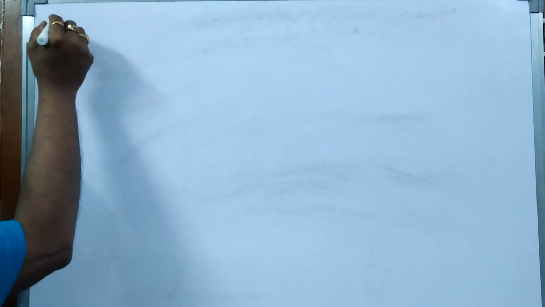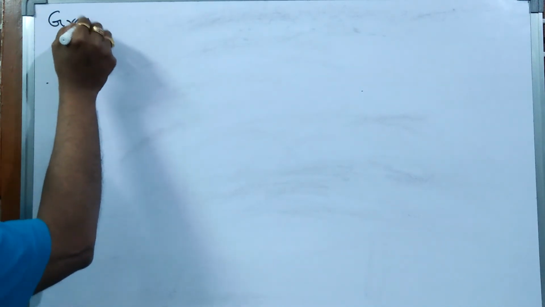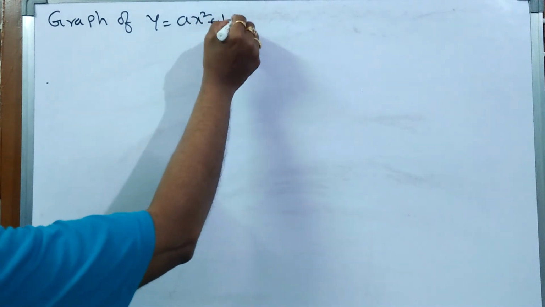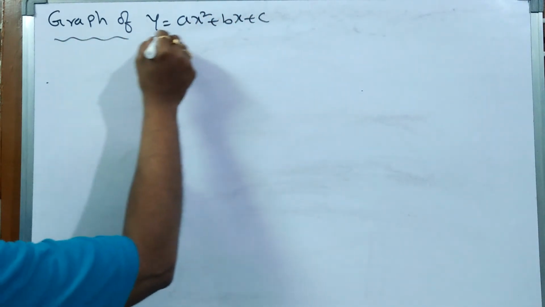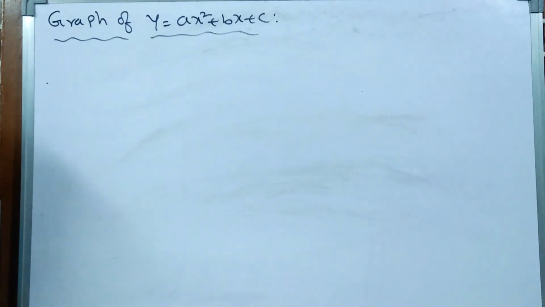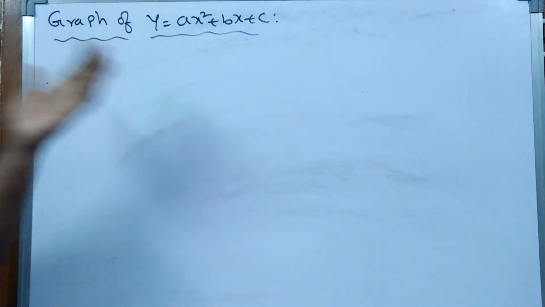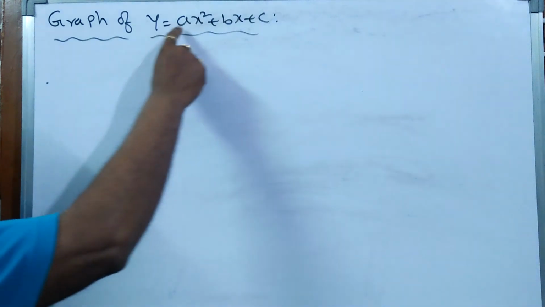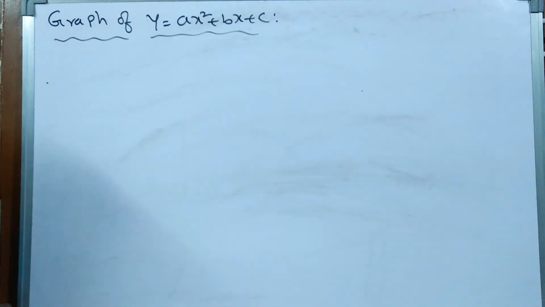Now the graph of y is equal to ax square plus bx plus c is a parabola whose axis is parallel to the y-axis. Now let us see the graph of this.